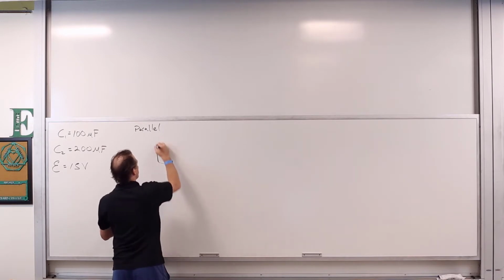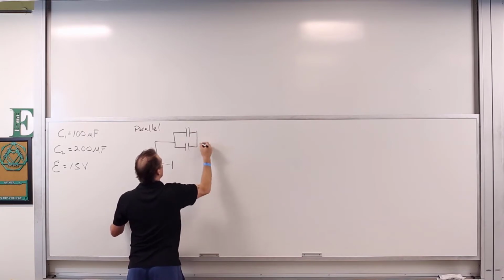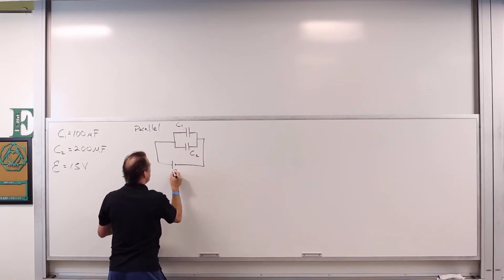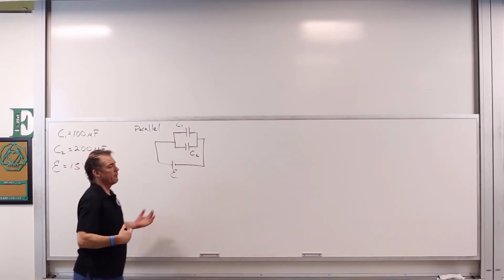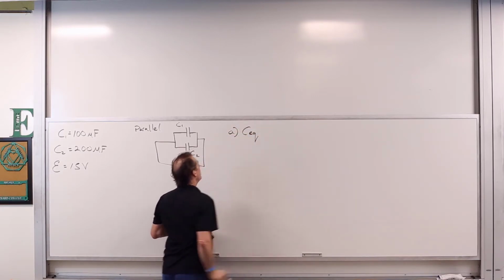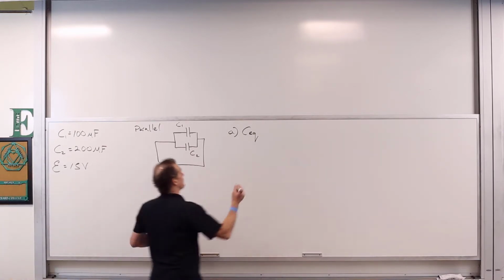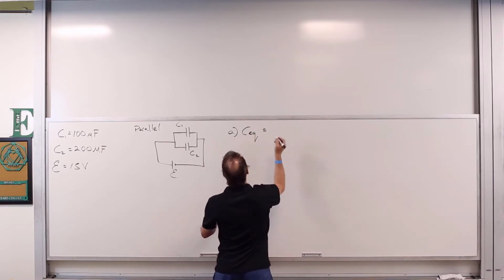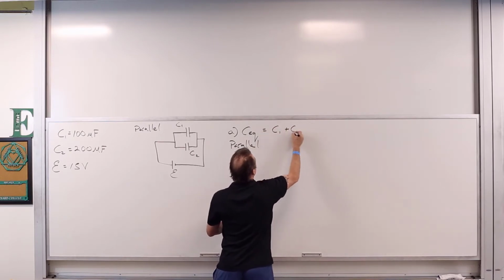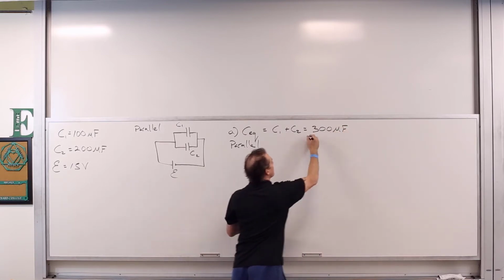So we'll go ahead and take our source potential here, take a C1, take a C2, connect them together in this nice parallel configuration. Got a C1, got a C2, got our source potential, and first off, we want to know what's CEQ. Well, if they are in parallel, then they just add straight across, which is really, really nice and convenient for parallel. CEQ is just C1 plus C2, which will then be equal to 300 microfarads.